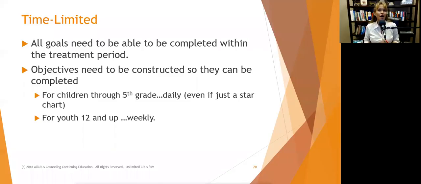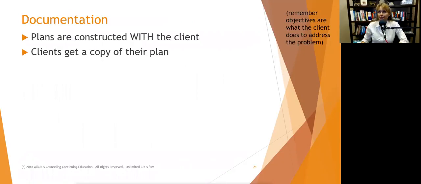For youth 12 and up, weekly. And you can use a star chart with them or some kind of a token economy, which works really well. But generally, the reward is only once a week. Documentation. Plans are constructed with the client, and clients get a copy of their plans. Clients cannot follow a plan if they don't have it. So you need to make sure they have a copy.